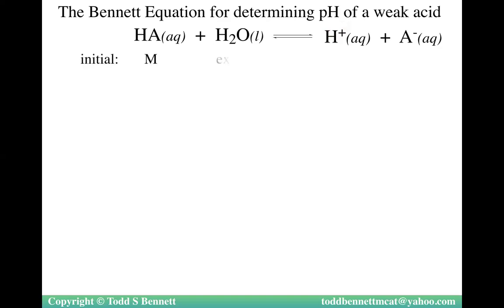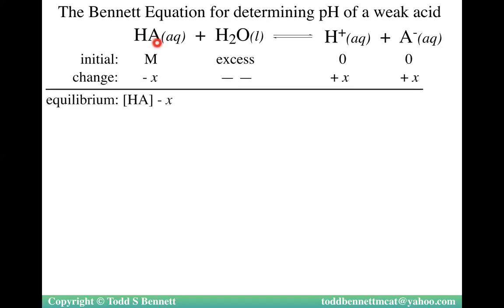The ICE box: initial, change, equilibrium. Initially, I had some molarity, let's just call it M. It could be 1 molar, 0.1 molar, 0.3 molar, 7 molar, whatever it might be. I put this molarity in there. The water, there's so much of it as a solvent that I don't care, it's just in excess. There is no A minus formed yet because it hasn't dissociated.